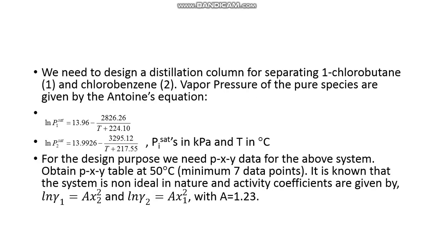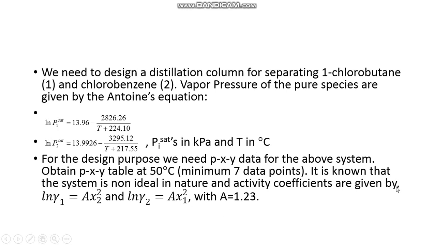See, the first problem for tutorial 8 is for designing a distillation column for separating 1-chlorobutane and chlorobenzene. We need to generate pxy data at 50 degrees Celsius. Minimum 7 data points are given. Vapor pressure equations are given like ln P1 set equals A minus B over T plus C, and same way for component 2, which is chlorobenzene. P sets are in kilopascal, temperature in degrees Celsius.